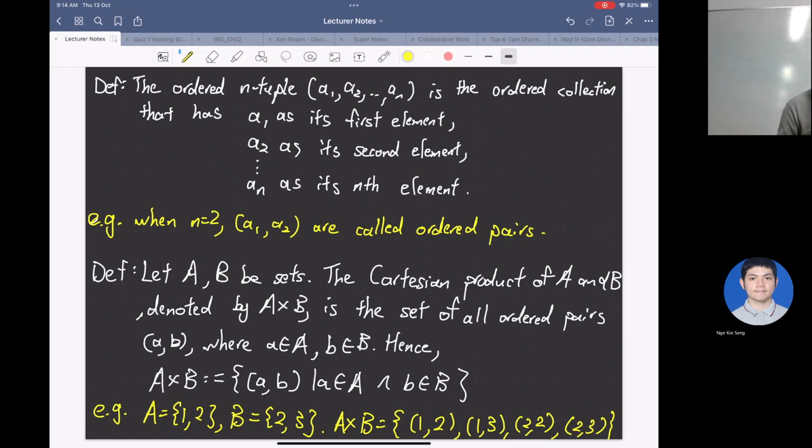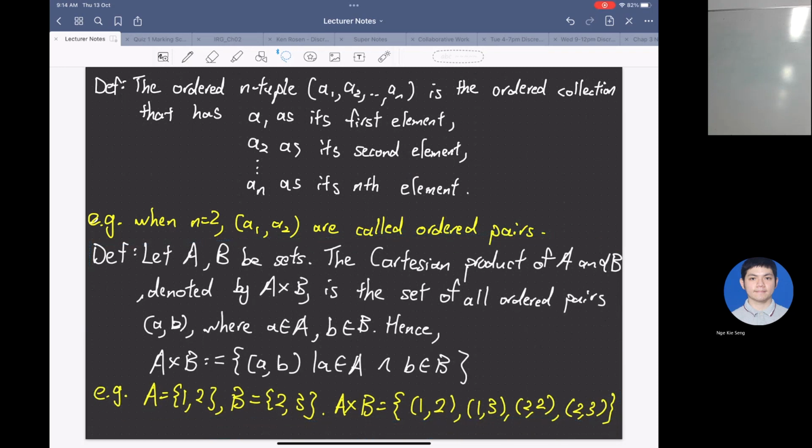The next example is R², which you draw as a plane.